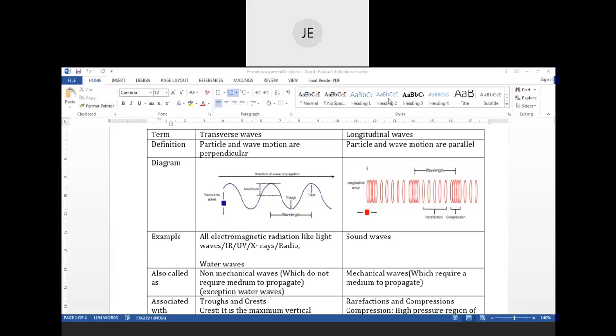Prachita's doubt is, in a loudspeaker, does the sound travel in longitudinal waves? Yes, loudspeaker means sound. So sound always travels in the form of longitudinal waves only, Prachita. In the loudspeaker, or whenever I am speaking, or in your home when you speak, wherever it is, the sound travels in the form of longitudinal waves.